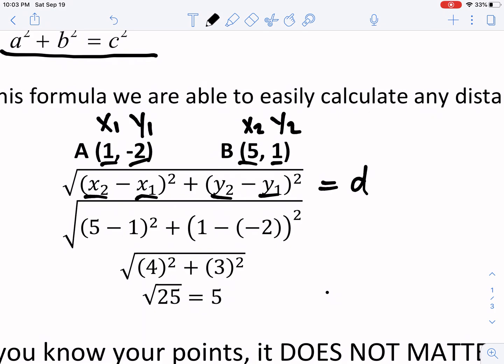So plugging those in, we have 5 minus 1. So I'm subtracting my x's, 5 minus 1, squared, plus 1, my y2 value, minus, now here's the key there, it's minus a negative, okay? So don't make the mistake. It's minus a -2, because that's what y1 was, squared. Well, then it just becomes simplifying. What's 5 minus 1? 4. Now, what happens when you subtract a negative? It becomes addition, right? So 1 plus 2 is 3.